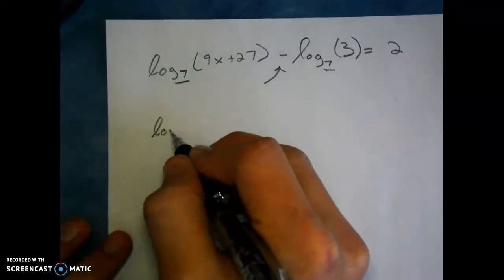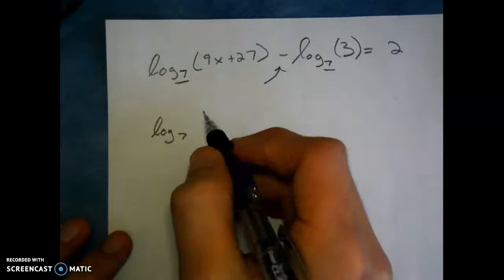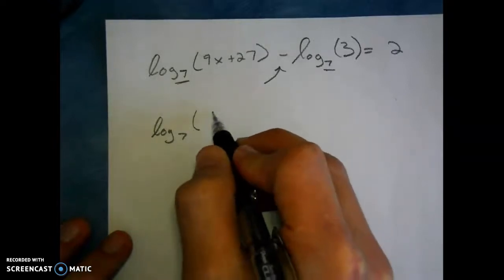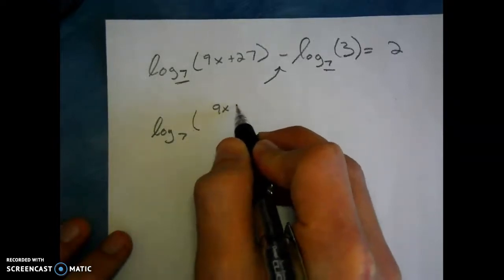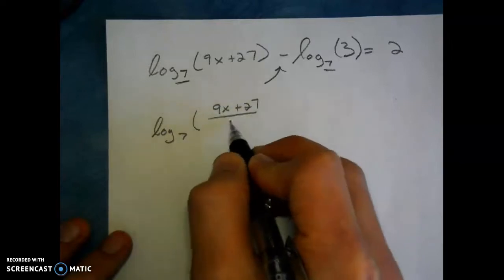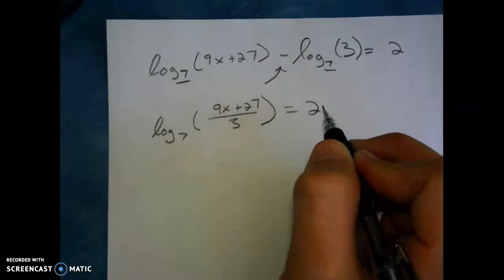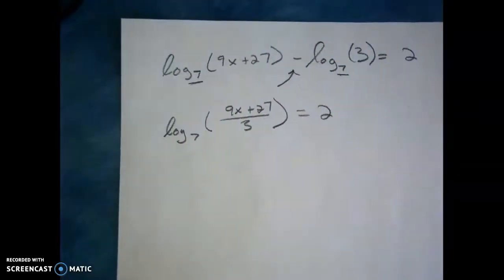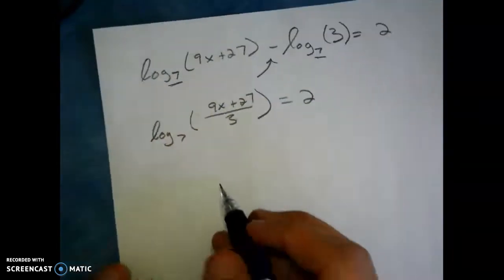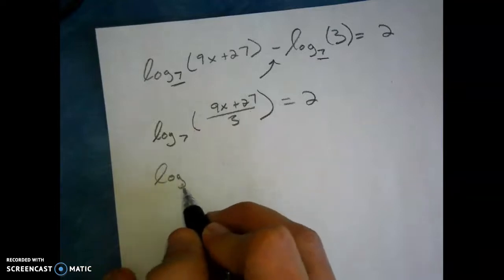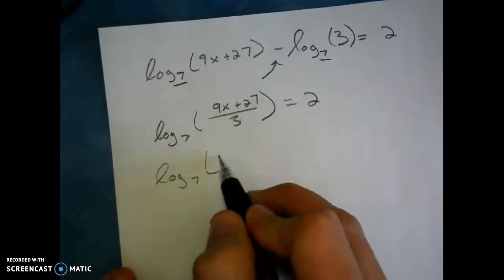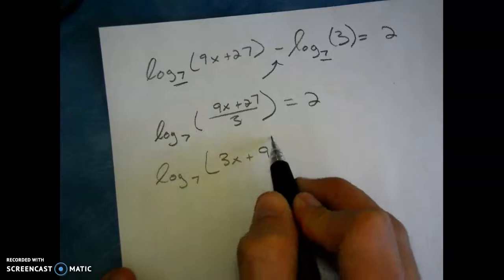So I keep log base 7. Okay, and then I divide. So I have 9x plus 27 over 3 is equal to 2. Well, this one turns out to be nice. I can simplify these. So I get log base 7 of 3x plus 9 is equal to 2.